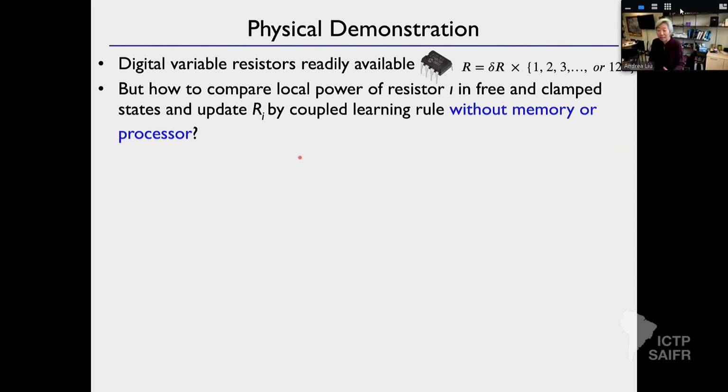But the free and the clamp states correspond to 2 different boundary conditions, and you cannot apply 2 different boundary conditions at the same time. So how can you possibly compare them without using any memory or a processor? On the computer, we just stick them in memory. Naki just sticks it in memory, and then he compares it. He does the difference, and the processor does it. But we want to do this without a memory or processor.